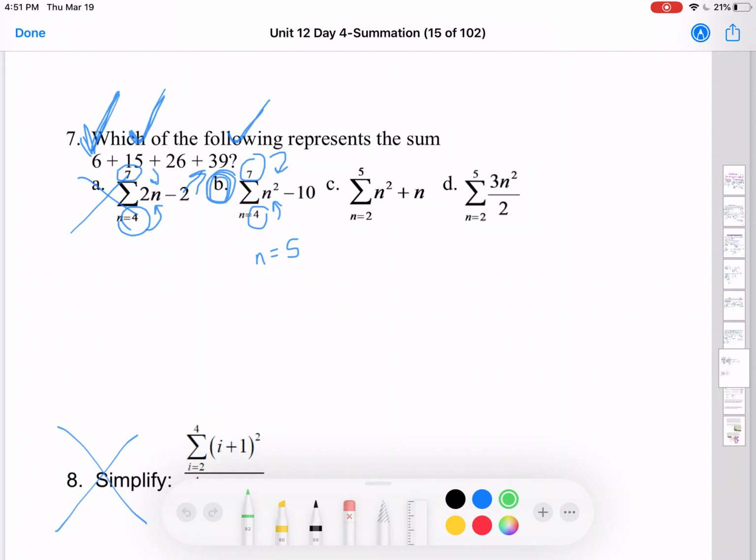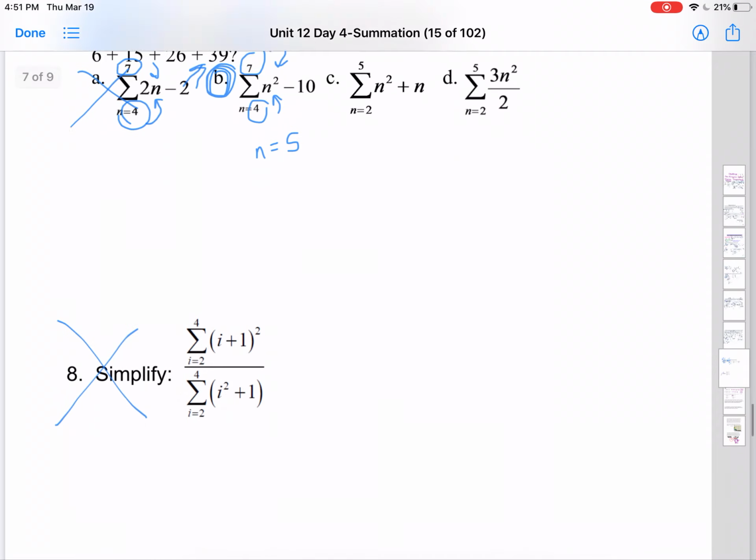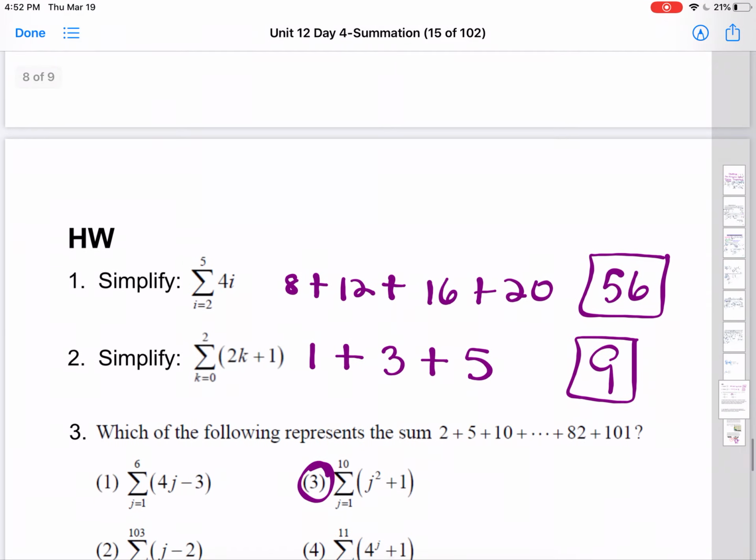All right, I think we're looking good. So that's summation. Not so bad. So practice. Go back, watch the video again.